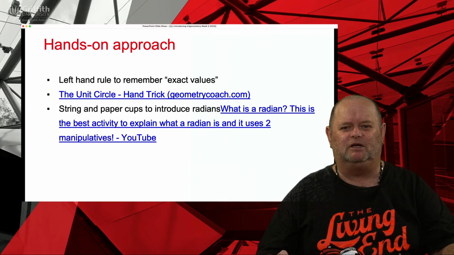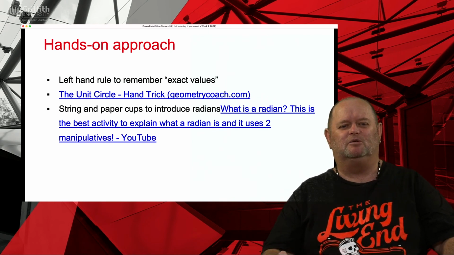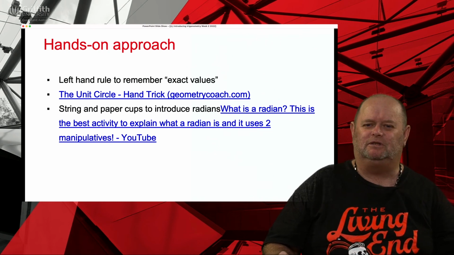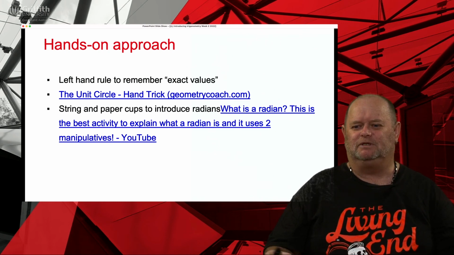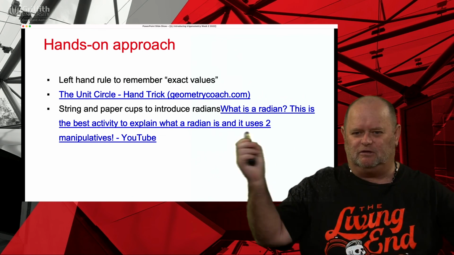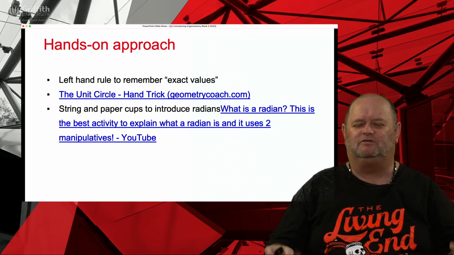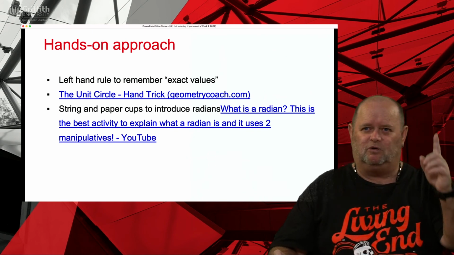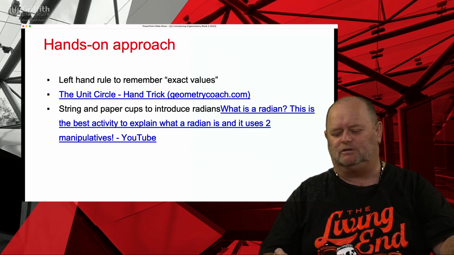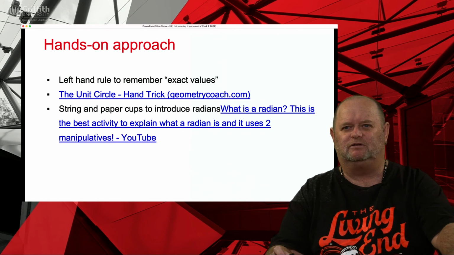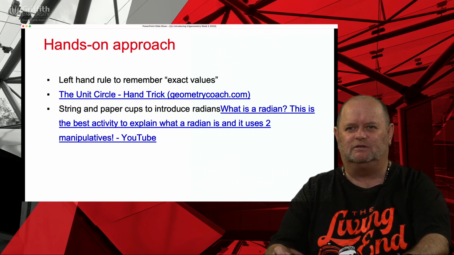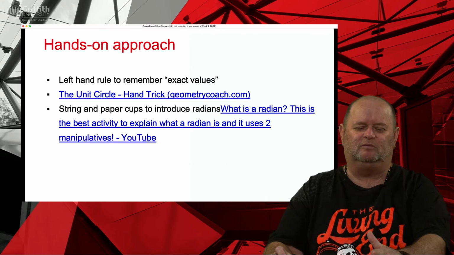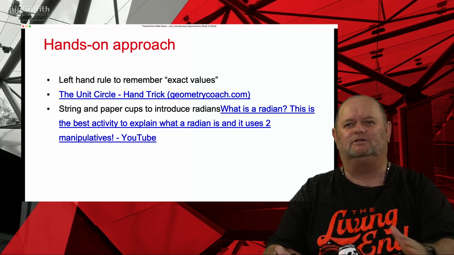The other one is about introducing radians. You can have a look at it; we're going to do it in the tutorial. But what is a radian? I use paper cups to do it, and getting a piece of string and tying knots in it and doing all sorts of fancy stuff. It actually gets in the kids' minds what these things called radians actually are. When I get an answer of, say, 1.2 radians, I understand 1 radian is about that, so 1.2, yeah, that's about right. That sounds good.